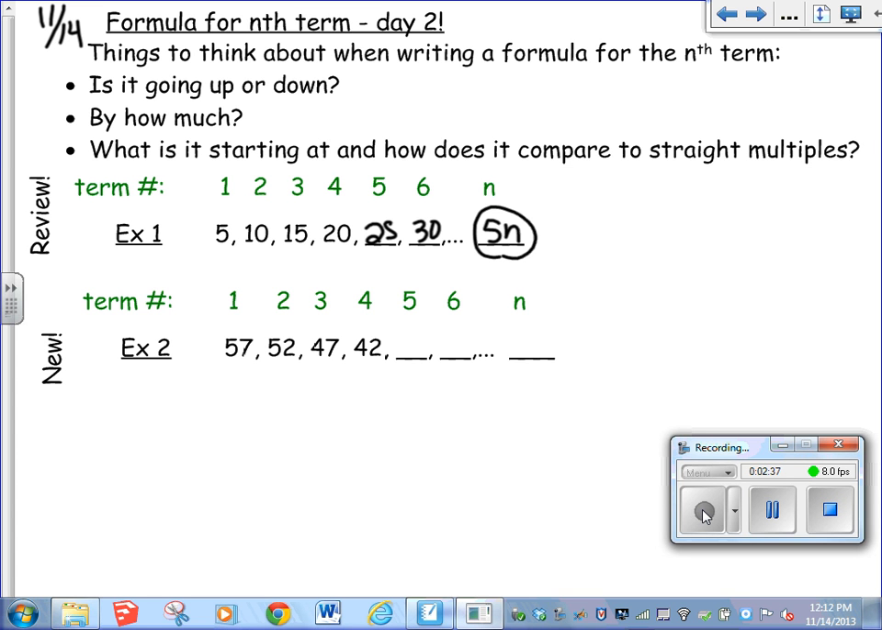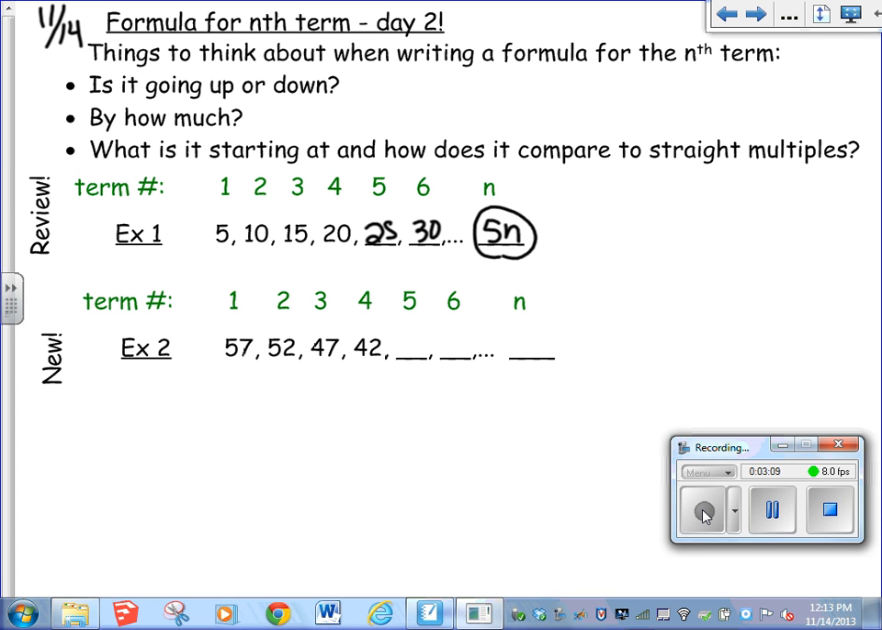Now I want you all to copy down sequence 2, example 2. Because something new is going on here, so you want to be paying attention. 57, 52, 47, 42. What's the first thing you notice about this sequence? Jack? It's going down. Down this time. By how much, Jack?